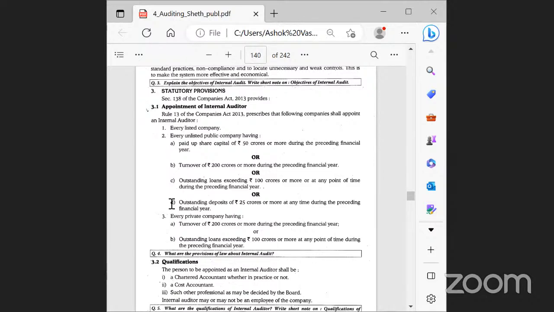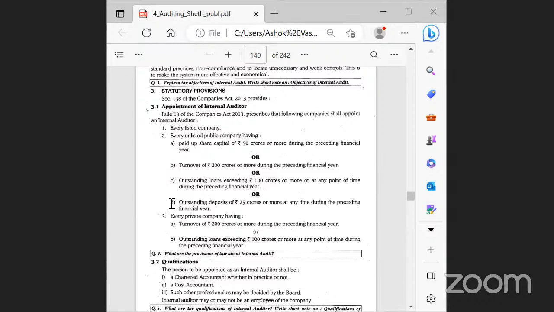And this is important. Provisions relating to appointment of internal auditor. Okay, I'll read. Rule 13 of Companies Act 2013 prescribes that the following companies shall appoint an internal auditor. Every listed company listed on a stock exchange, every unlisted company having... So if it is an unlisted company, these 4 points are there. Okay, if any one is satisfied, then they have to appoint an internal auditor.